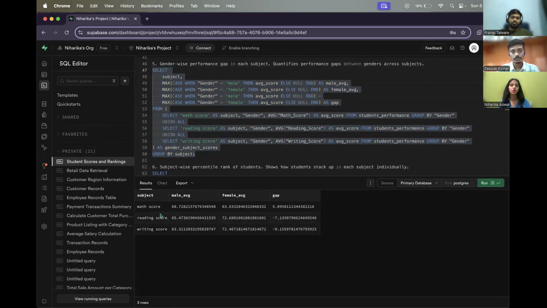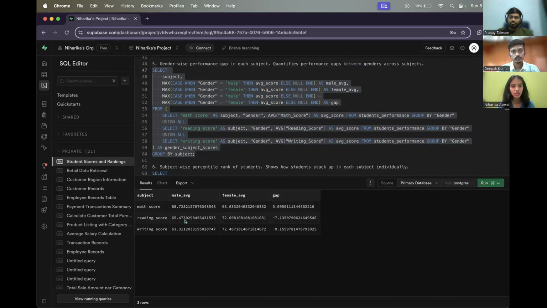Okay. So for math score, I have a male average, I have a female average, and then I have the gap between those two. For math score, the male are slightly higher than the female ones, and the gap is of five scores.